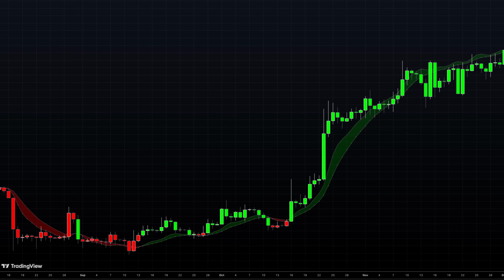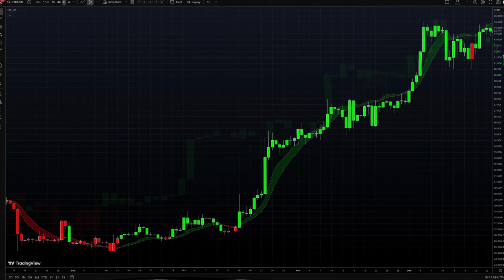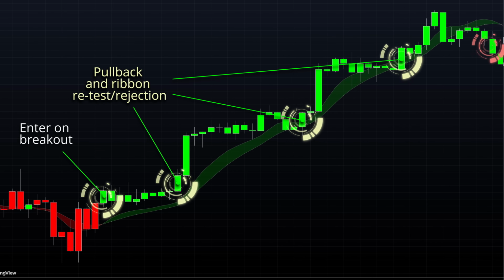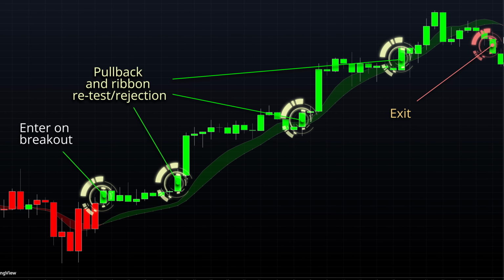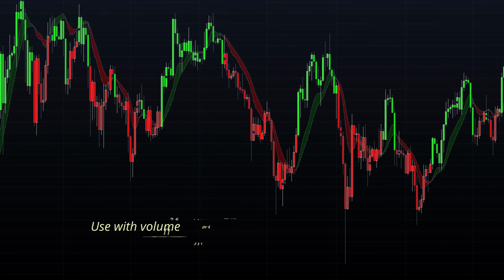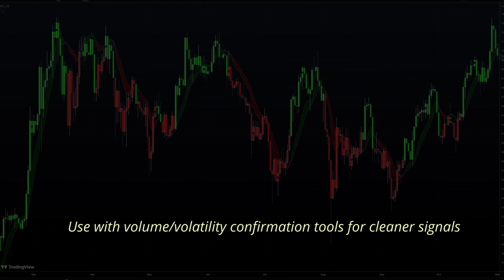Use cases primarily include trend confirmation and early reversal detection. Swing traders may find it smoother than fast EMAs, while scalpers can use it for quick trend shifts on lower time frames. A simple strategy might involve entering long when the trend line crosses above the trigger and exiting or reversing when the opposite occurs. Adding volume or volatility filters helps minimize false signals in choppy conditions.